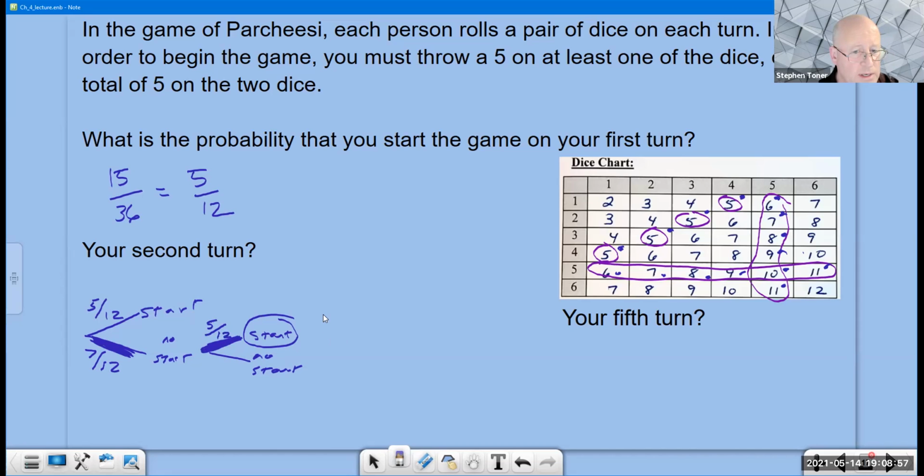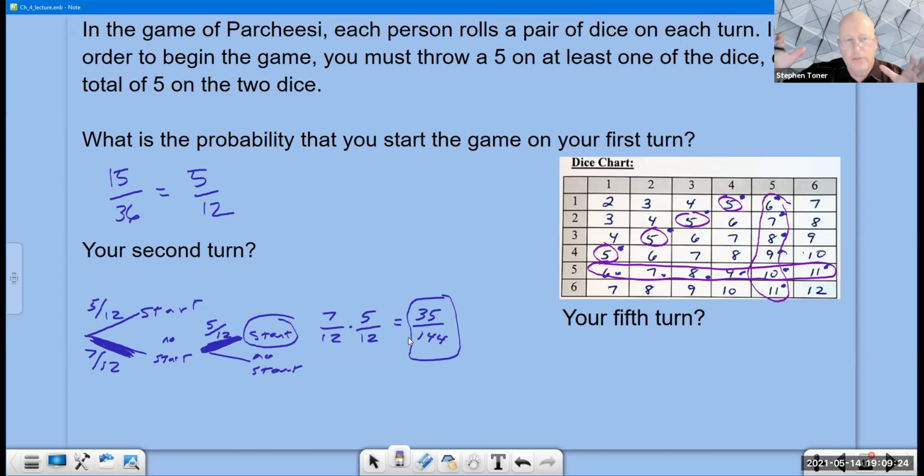So my probability is going to be 7 over 12, that is the failure on the first roll, multiplied by 5 out of 12 from this second roll. And so we are going to get 35 out of 144 as that answer. Let me make a point out of something that I haven't emphasized previously.